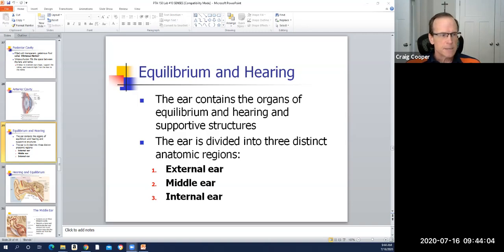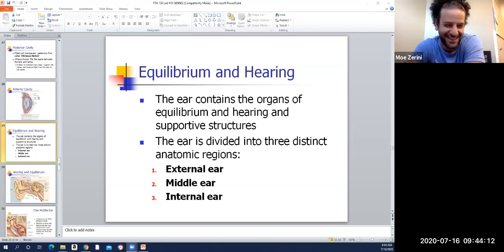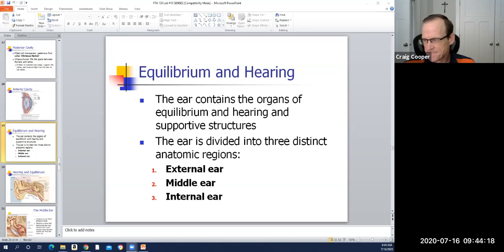So Mo, you got all those eye structures down? Committed them all to memory already? I hope so. There you go. You got some more days to get it down.